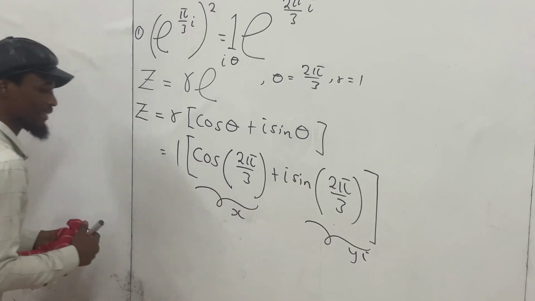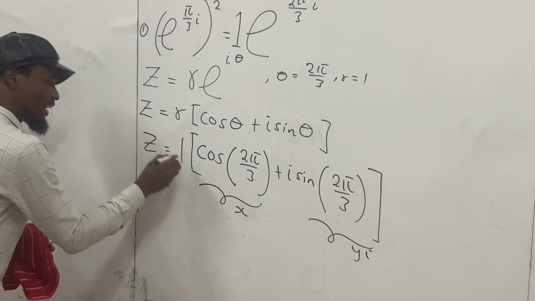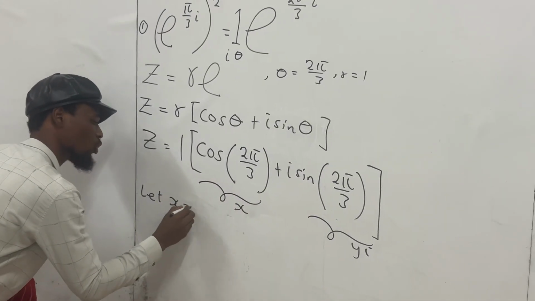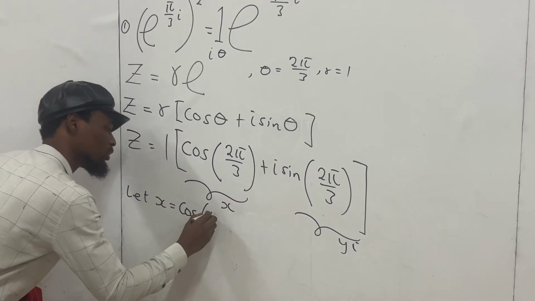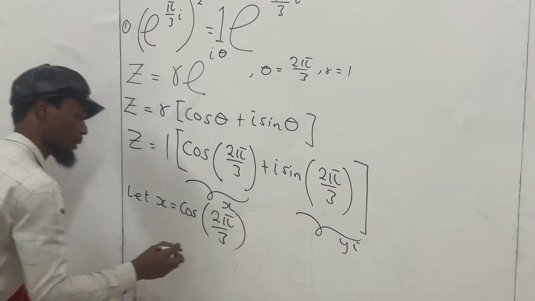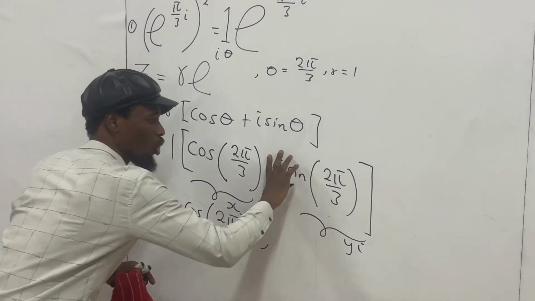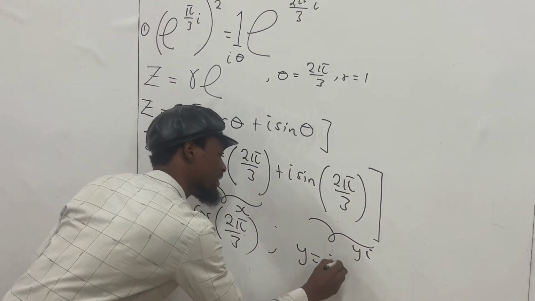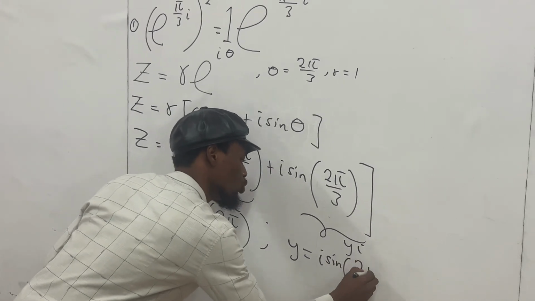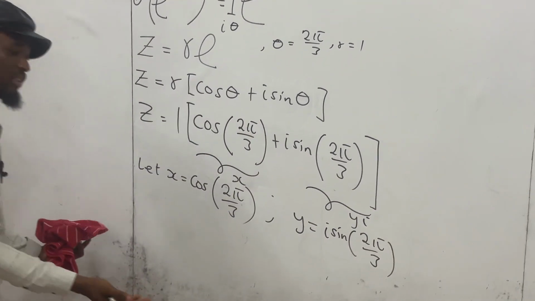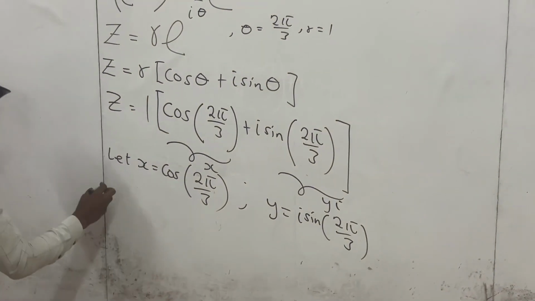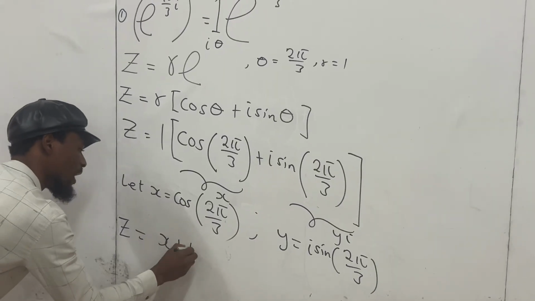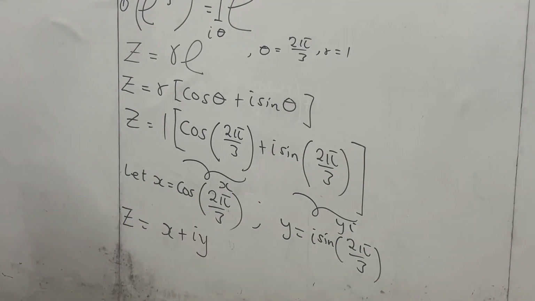Let x be equal to cos 2 pi over 3. Then the whole of this should be equal to y. So let y be equal to i sine 2 pi over 3. This is the whole concept. So your complex number z is equal to, you add x to y, so I have x plus i y. As simple as that.